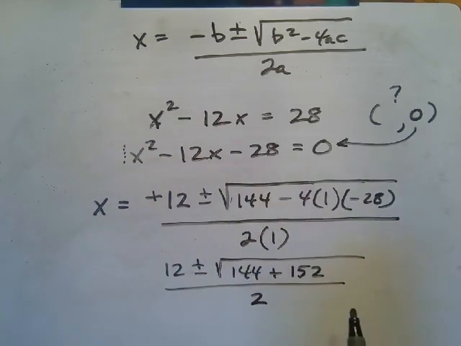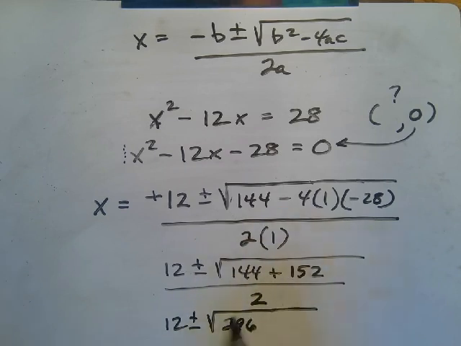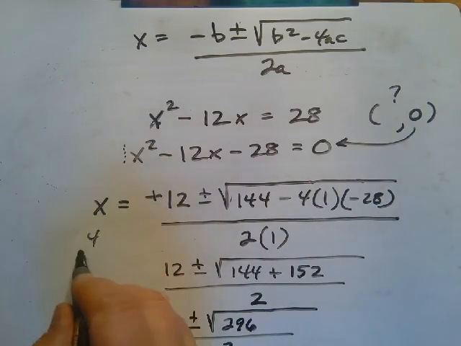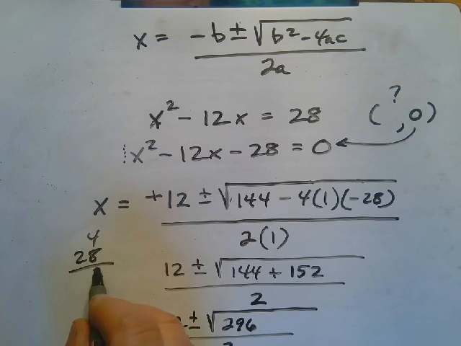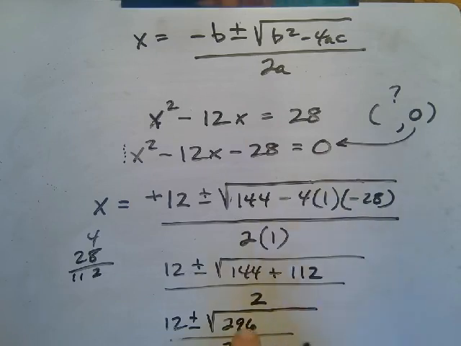I may have to go up to the top or over to the side to do this. This is 12 plus or minus the square root of 296, all over 2. Well, 296, I'm sorry, that's not 296. I must have made a math error here. Let me see. Oh yeah, 4 times 28 is 32. Oh, it's 112. I don't know where I got 152. 112, so that's 112. Now that means 144 and 112 is 256. Okay, there it is.